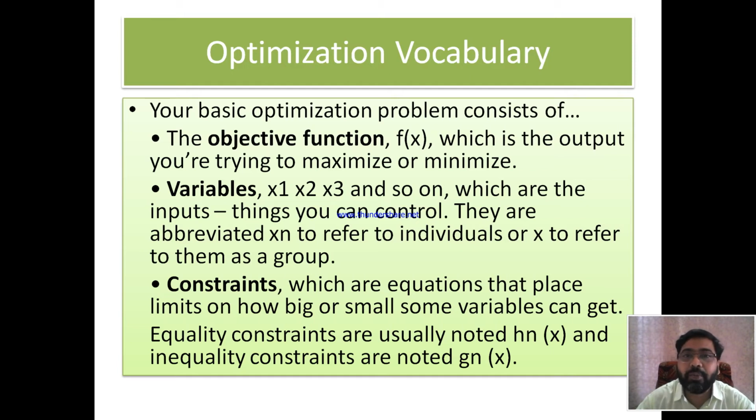So your optimization procedure consists of these three things, basically your variables, constraints and objective function. Example for variables is PGi, power generation output. Constraints example is the limits on PGi. Objective function example is cost of power production, for example.